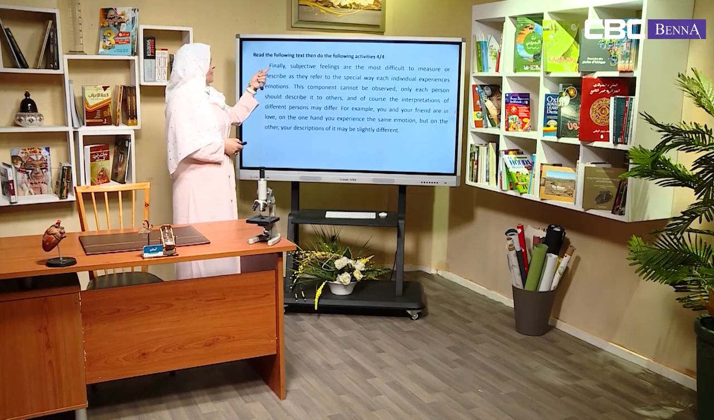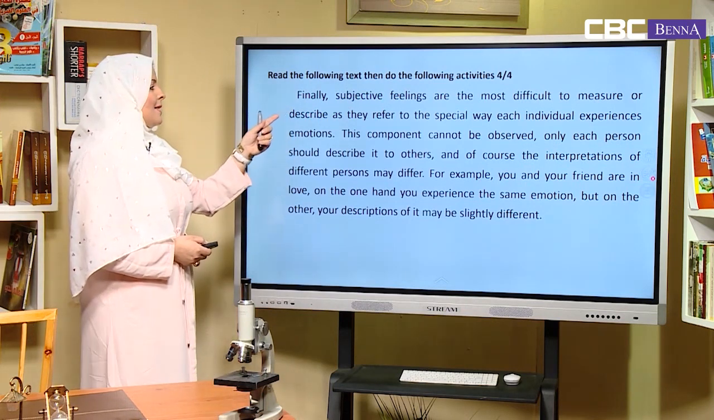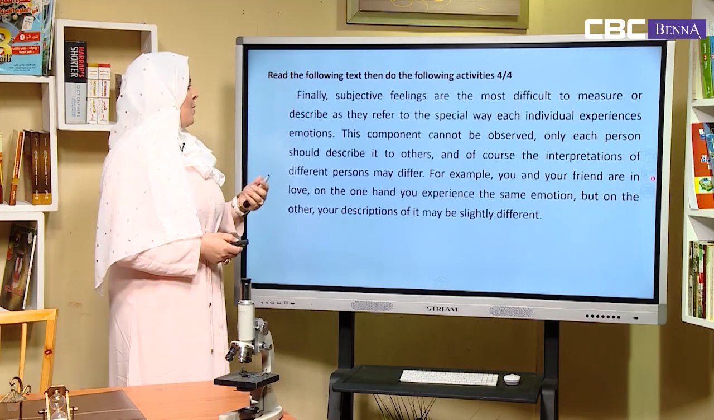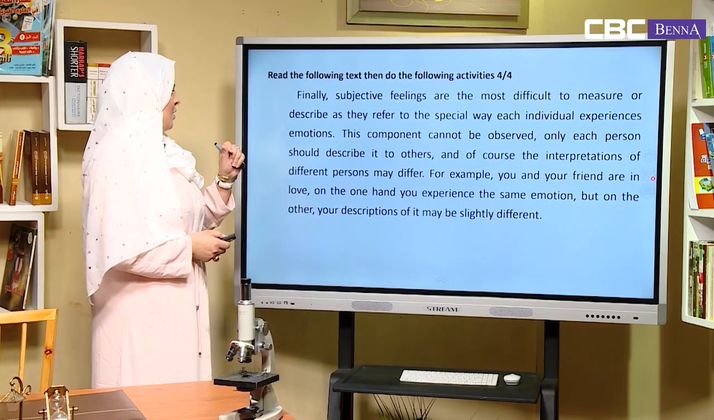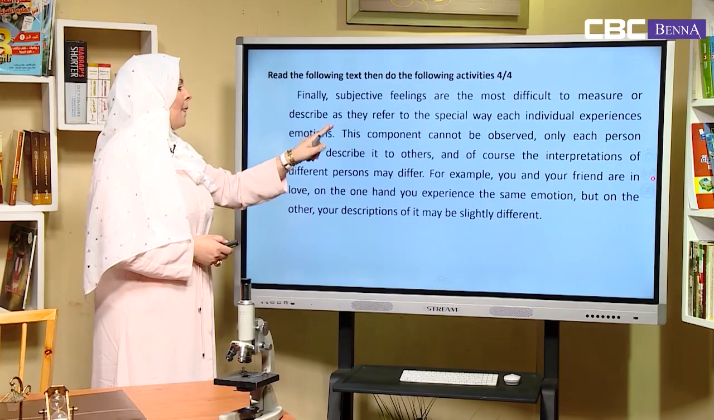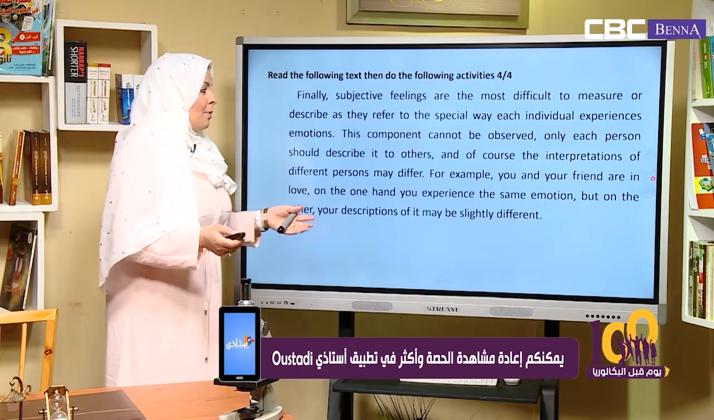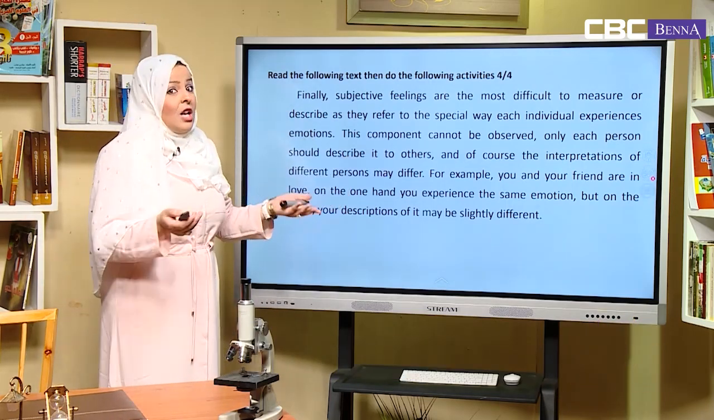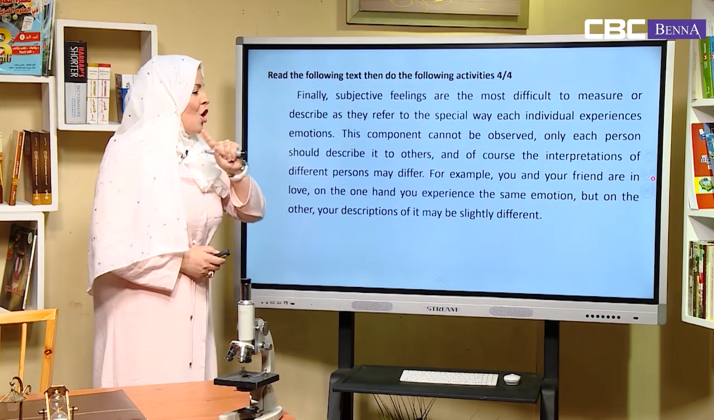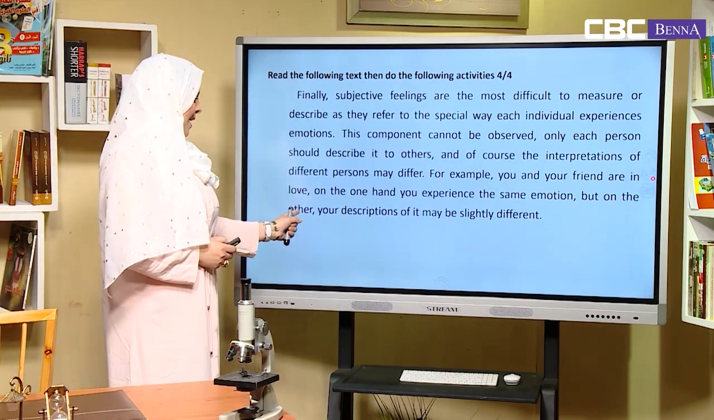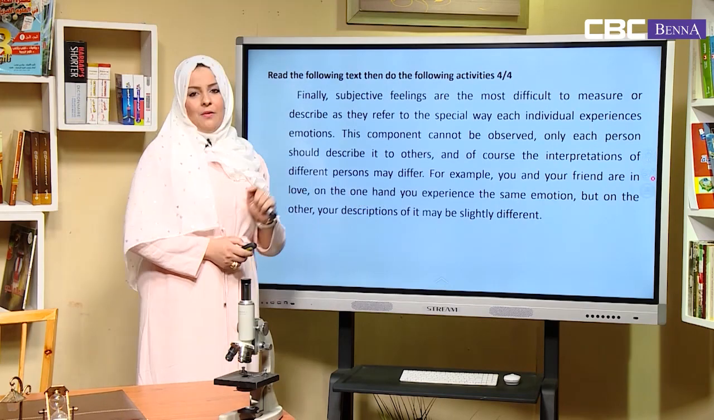Finally, subjective feelings are the most difficult to measure or describe, as they refer to the special way each individual experiences emotions. This component cannot be observed. Only each person should describe it to the others. And of course, the interpretations of different persons may differ. For example, you and your friend are in love. On the one hand, you experience the same emotion, but on the other hand, your description of it may be slightly different.